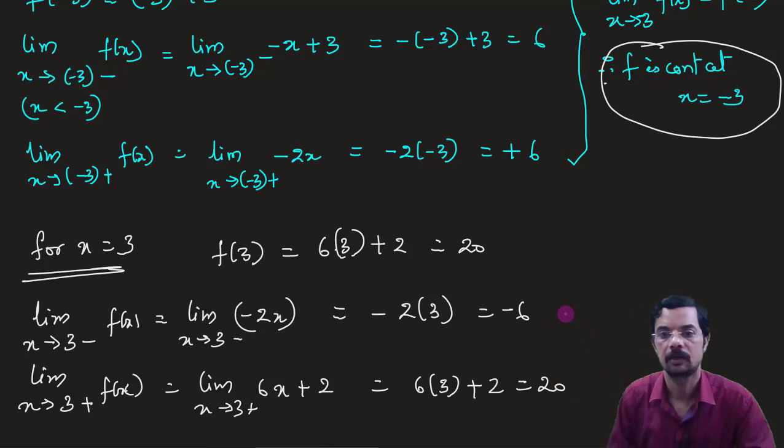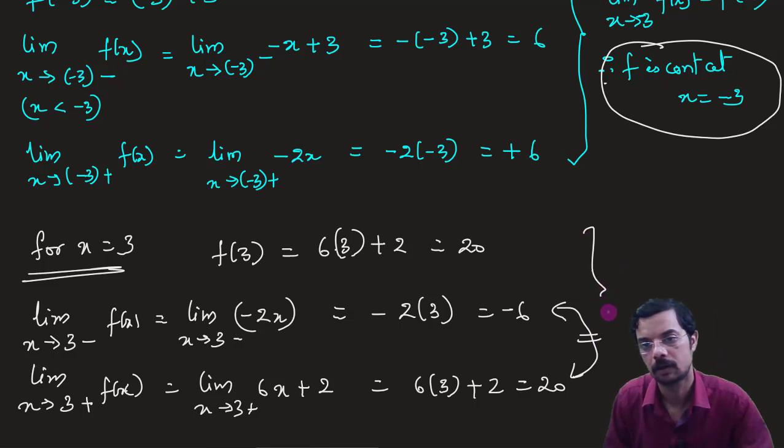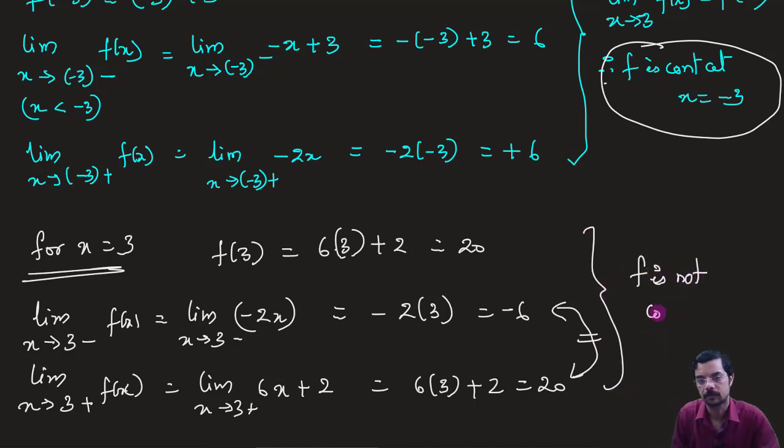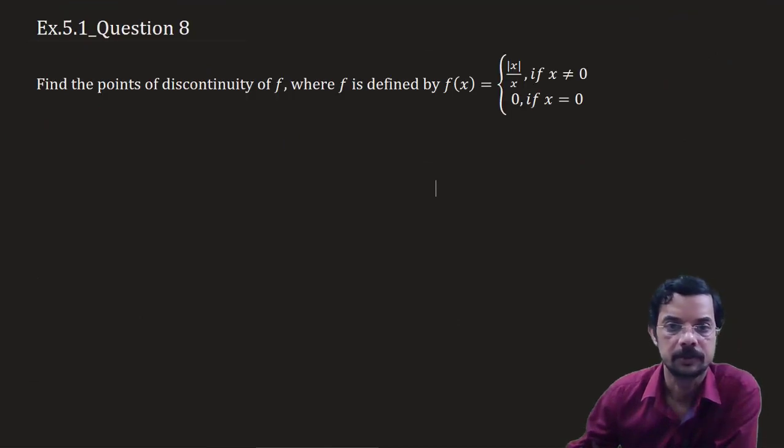So therefore here the left hand limit and right hand limit are not equal. So therefore f is not continuous at x equal to 3. Okay, so f is continuous at x equal to minus 3, f is not continuous at x equal to 3. Let us move on to question number 8.